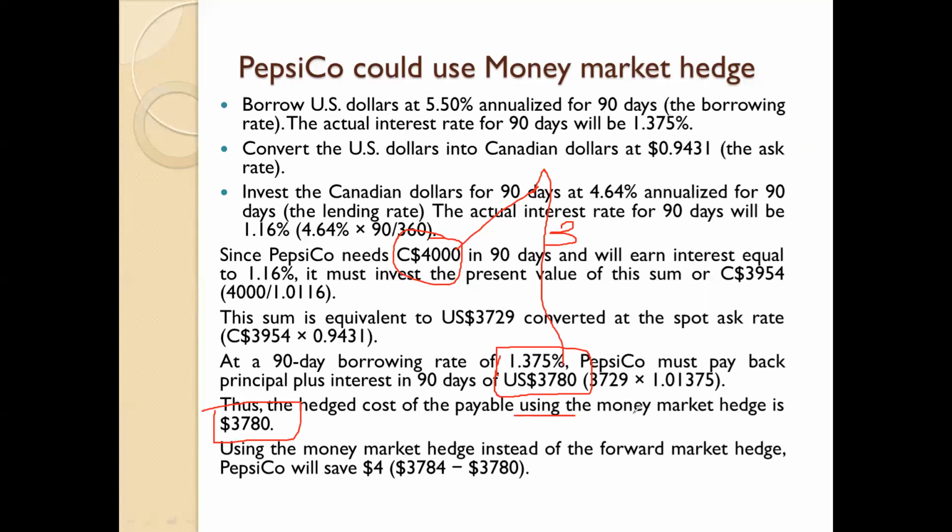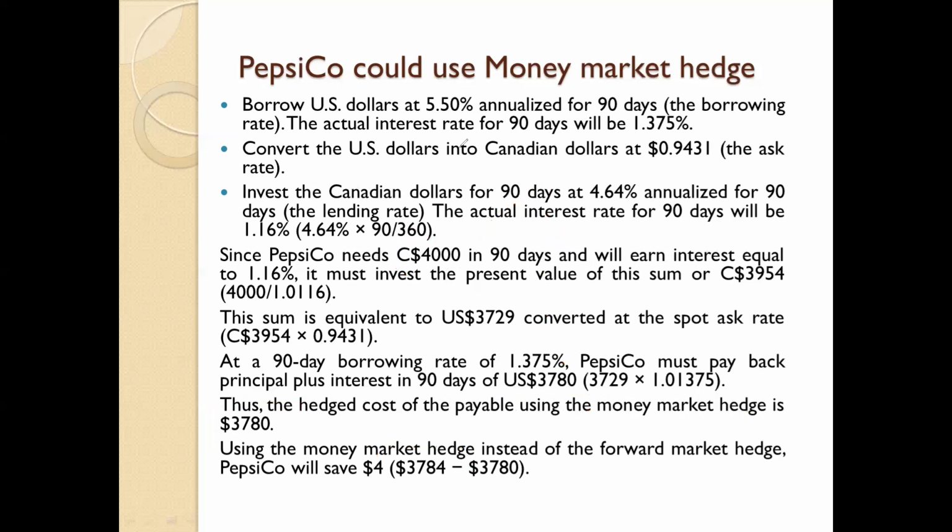Okay, so the hedging cost of the payable using the money market hedge is actually 3,780. But if you go with the forward market, he has to pay 3,784. In our previous slide, we identified that he has to pay $3,784 in order to buy Canadian dollar 4,000 after 3 months. But what he actually pays today is US dollar 3,780 to buy Canadian dollar 4,000 after 3 months. So the money market hedge is more profitable than the forward market hedge.